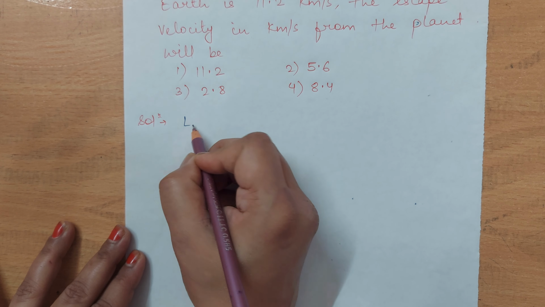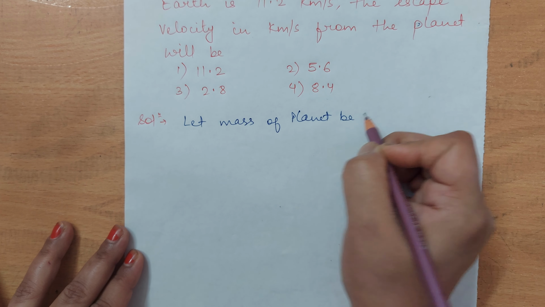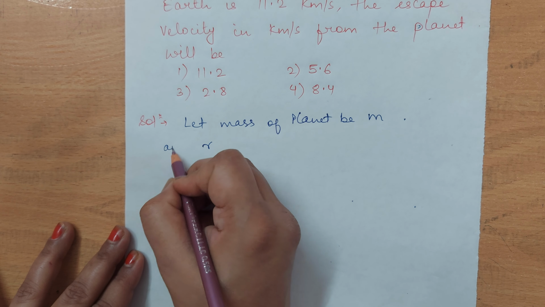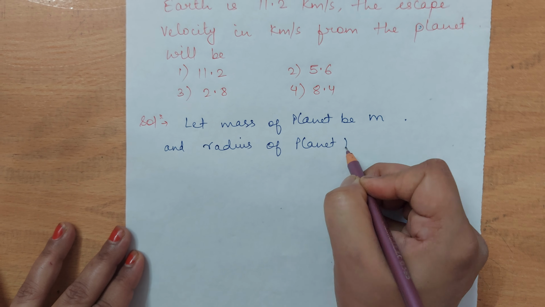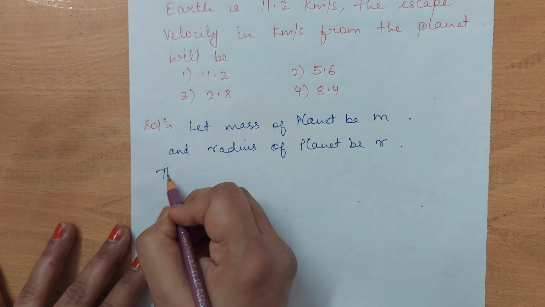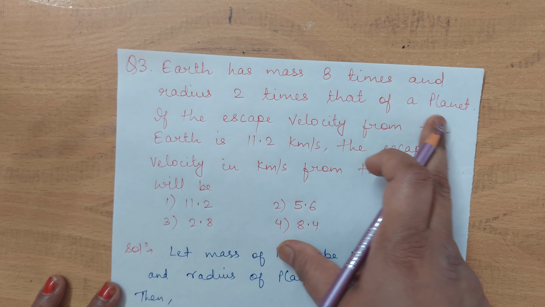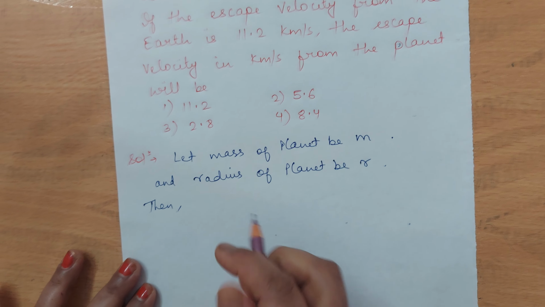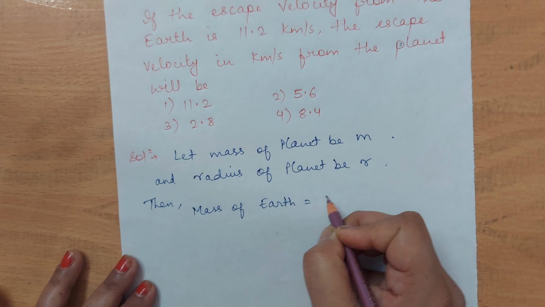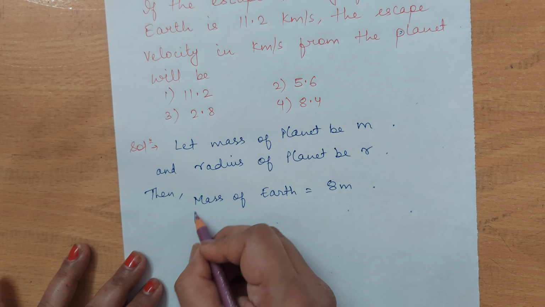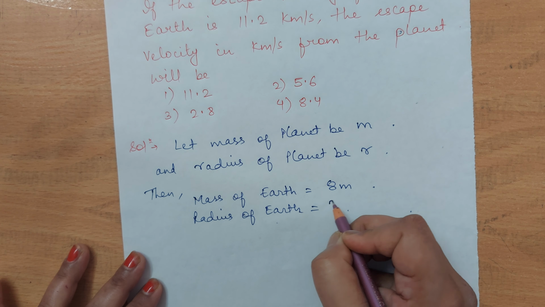So first of all, let mass of planet be m and radius of planet be r. Then according to this question, Earth has mass 8 times of a planet and radius 2 times of a planet. So mass of Earth will be equal to 8m and radius of Earth will be 2r.